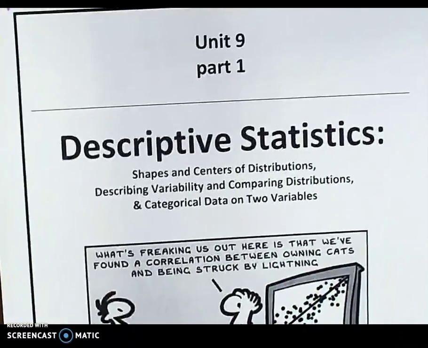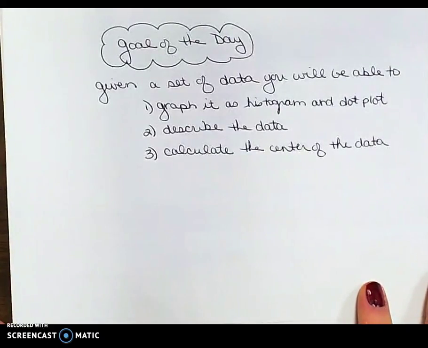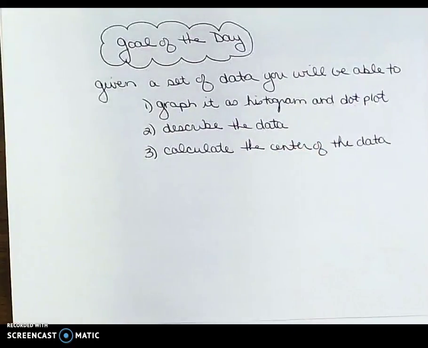So our goal for today is, given a set of data, you will be able to graph it as a histogram and a dot plot, describe the data, and calculate the center of the data. So there's actually three very distinctive goals for today. So let's jump right into it.